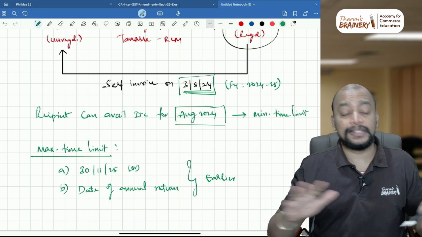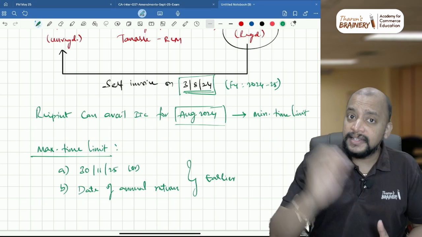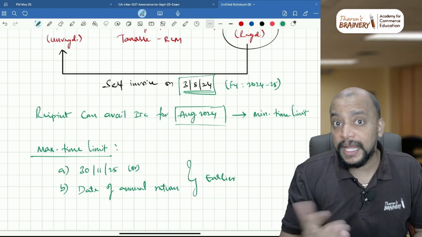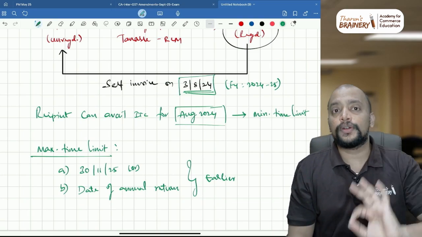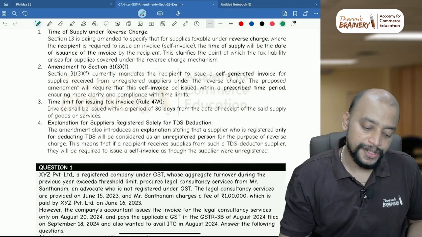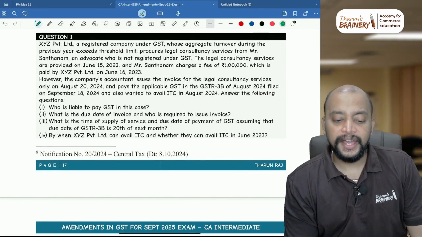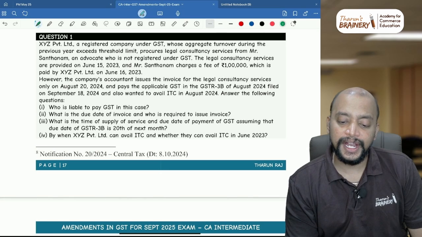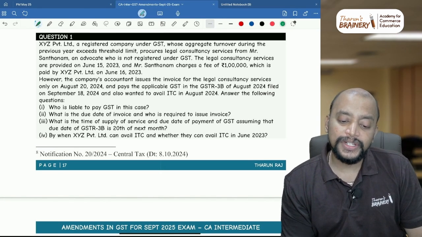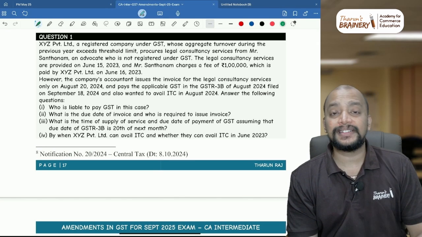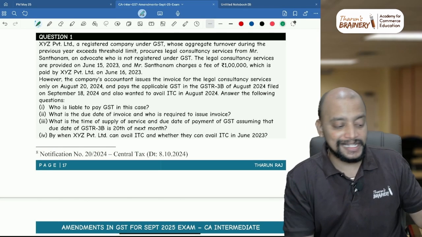Now, covering all these things, that is covering the self-invoice point, covering the RCM point, covering the time of supply point, we have one very good comprehensive question that we are going to discuss now. Okay, so see this question. XYZ Private Limited, a registered company under GST whose aggregate turnover during the previous year exceeds the threshold limit, procures legal consultancy services from Mr. Santanam, an advocate who is not registered under GST.